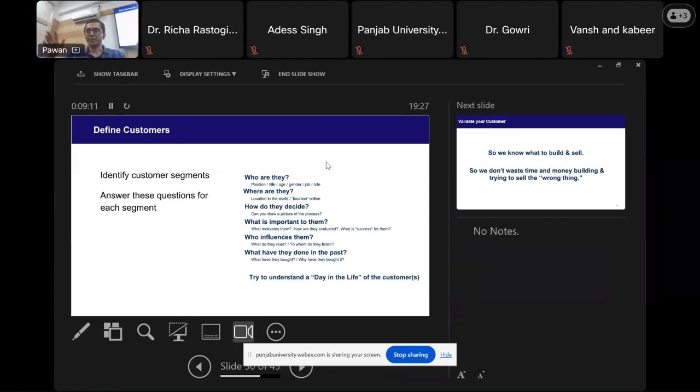Let's say age is the first. Now, can you define age for the Honda Activa customer? What age group should be your customer? 18 to 25? Okay, I'm no judge, but yes, there could be two segments as much as I understand. It could be 18 to 26, 27, and then maybe 35 to 50 kind of thing, right? When you have settled and you need a little bit of support to go around. So that could be okay. You have some age group definition.